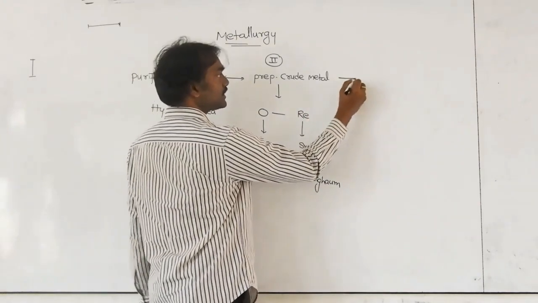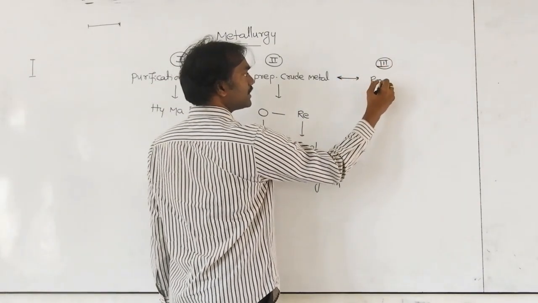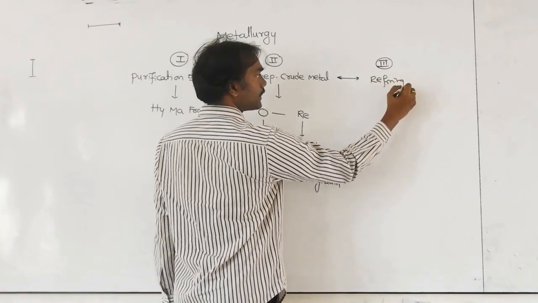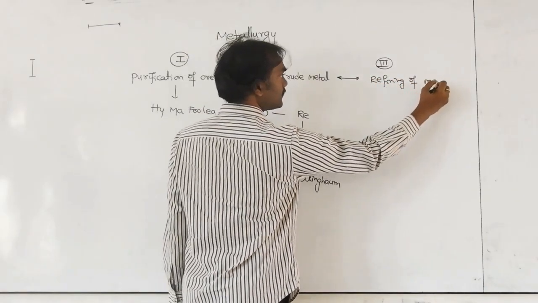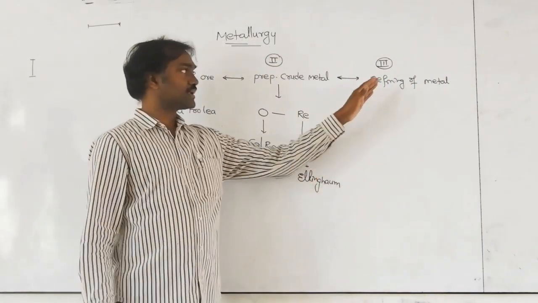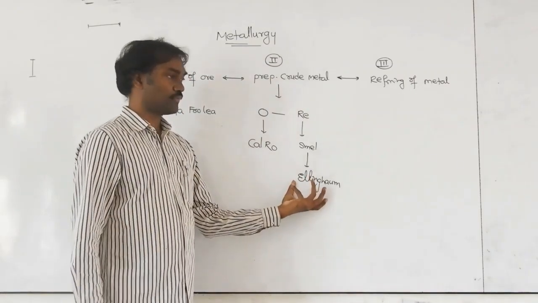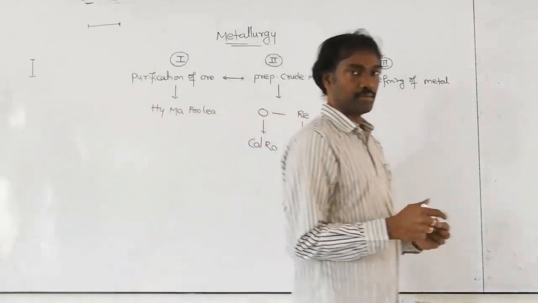Next, after that, the third process. What is the third process? Refining of metal. So after the Ellingham diagram we are going to discuss purification of metal. Now we will put a heading: Ellingham diagram.